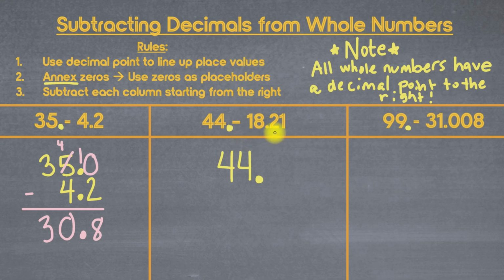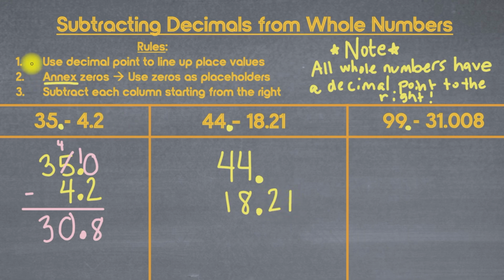In 18.21, I'll put the decimal point first. And then I'll make sure I put the 18 on the left side of the decimal point, but making sure that the numbers are lined up in the proper columns. So I'll put an 8 here and a 1 here. And then here I'll put 21 to the right of the decimal point.